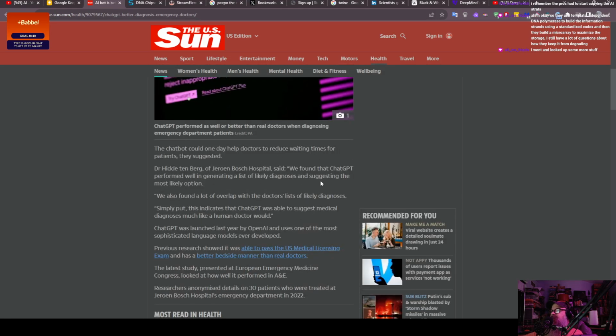We found that ChatGPT performed well in generating a list of likely diagnoses and suggesting it's really on this. It really didn't change the meta as much as pointed out a couple inefficiencies.